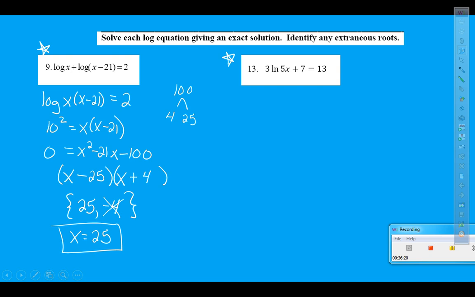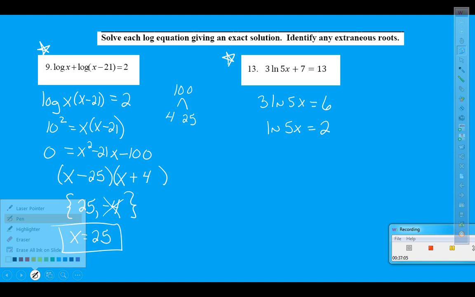So let me peek at your number 13. I got 3 natural log of 5x plus 7 equals 13. I need to isolate the natural log of 5x. So I'm going to subtract 7 first. So I'm at 3 natural log of 5x equals 6. Then I'm going to divide both sides by 3. So I've got the natural log of 5x equals 2.